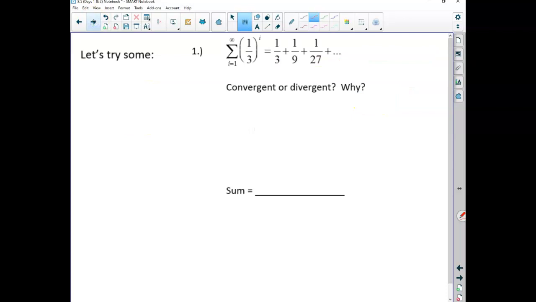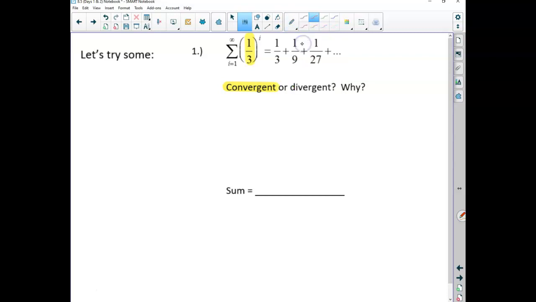Well, I'm ready to try a couple. Is this series going to be convergent or is this going to be divergent? Well, that depends. There's my common ratio. How do I know that's my common ratio? Because that's what the power is getting raised to. My exponent is always on my common ratio. 1/3, absolute value 1/3, that's between 0 and 1. This must be a convergent series.